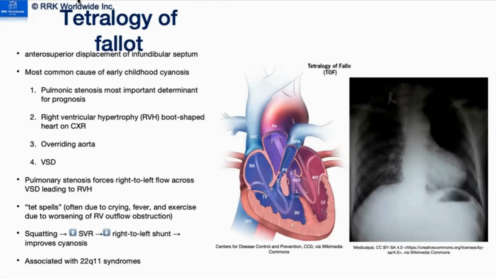Essentially, your systemic vascular resistance, or the resistance in your systemic vessels, is going to increase greatly. So when you have increased systemic vascular resistance, it's going to decrease this right-to-left shunting. Ultimately, it's going to improve your cyanosis. So that's why squatting improves the cyanosis. And that connection on a pathophysiologic level is relatively important, because they will sometimes want to go after that. Okay.